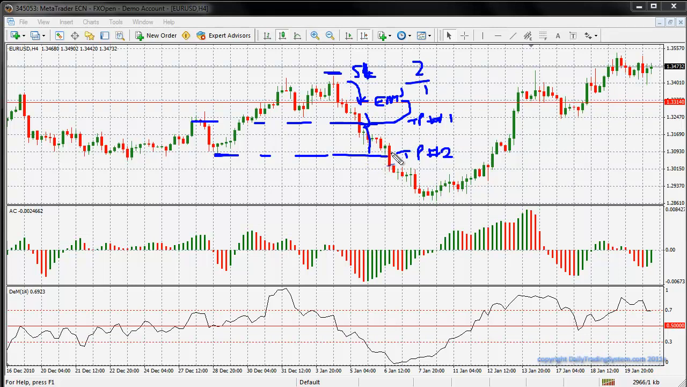Once it gets down to there, we'll take off another half a lot, and then we've got another half riding from there to there, and we've moved our stop loss from break even down to the first TP target. Either way, once it hits the second TP target, you'll gain the full 2 lot value. So play around with that for a moment.